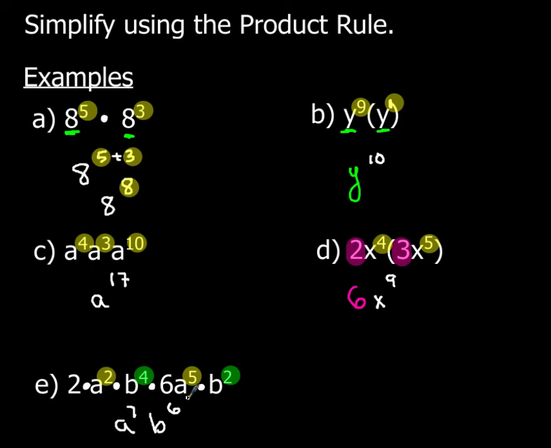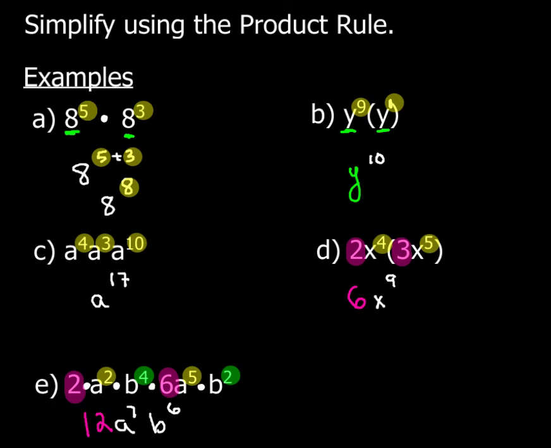Yes, very good. Now, let's not forget about our constants, our coefficients that are out here, because we've got a 2 right there and a 6. And again, I've got dots in between all of this. So 2 times 6, of course, gives us a product of 12. So your final answer for E is 12, a to the 7th, b to the 6th power.